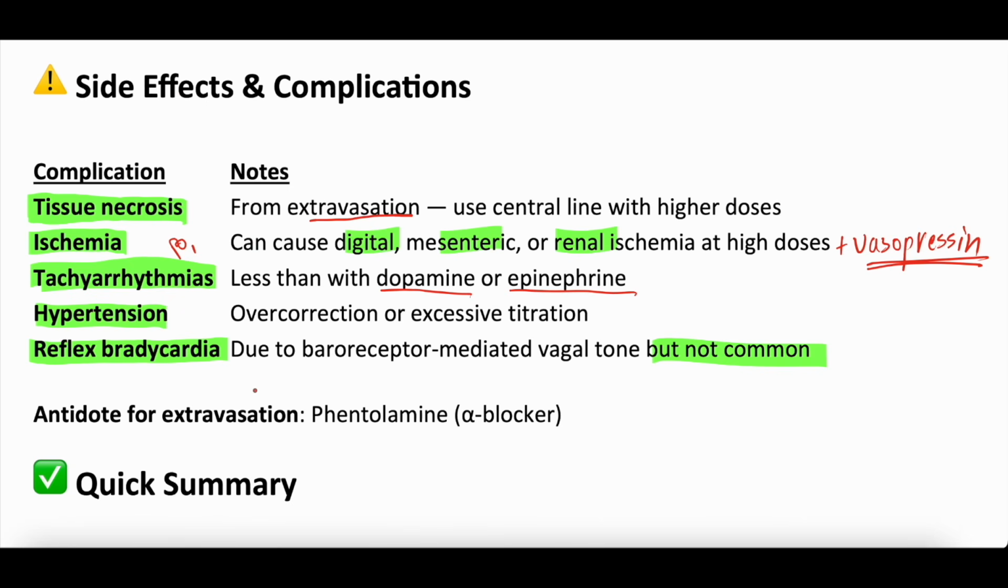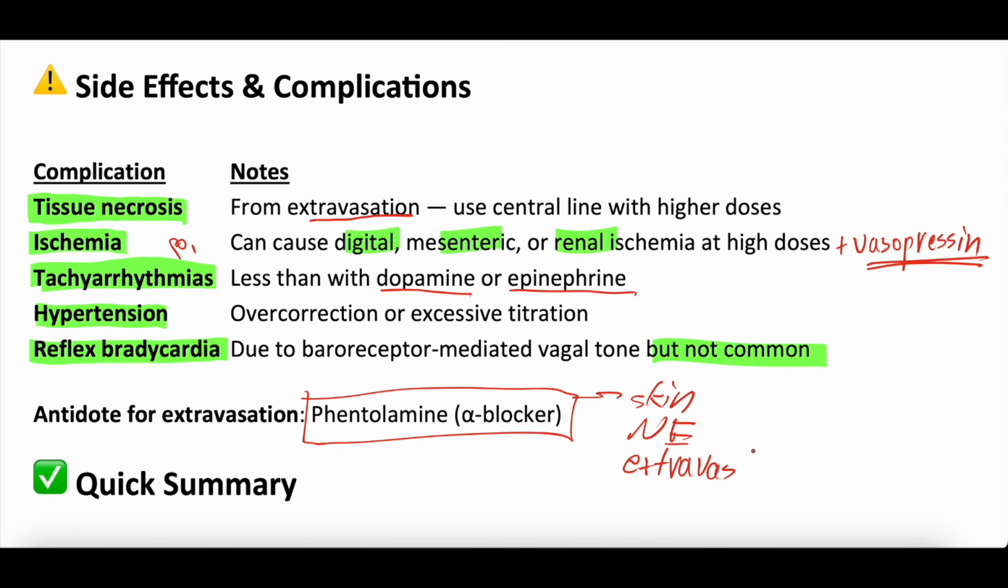The antidote for extravasation is phentolamine. This is what you'd inject into the skin around where the norepinephrine extravasated. And you should do this as quickly as you can to try to treat that and limit tissue necrosis.